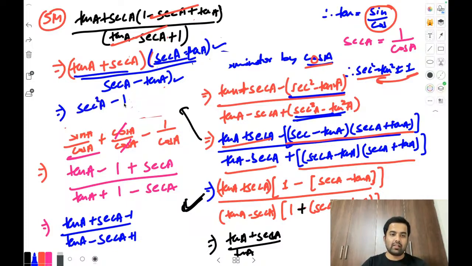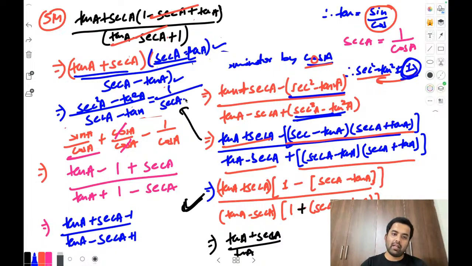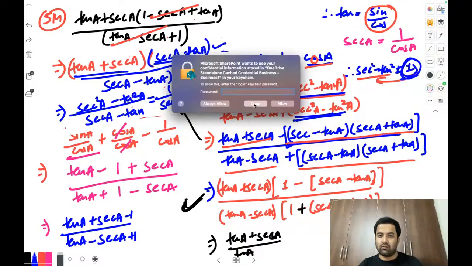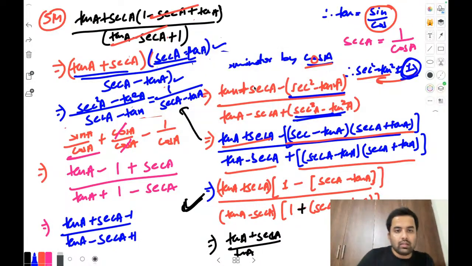So which will come? Sec square A minus tan square A divided by sec A minus tan A. And as you know that sec square minus tan square equals what now? It is equal to 1. So for this one we can write 1 on the top and below will be sec A minus tan A. This will come. A little bit complicated. Try to solve on your own. From this step is the main thing to proceed further.